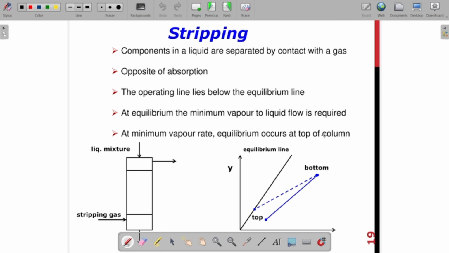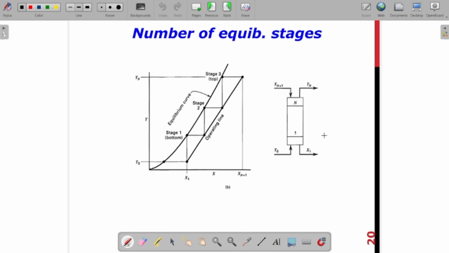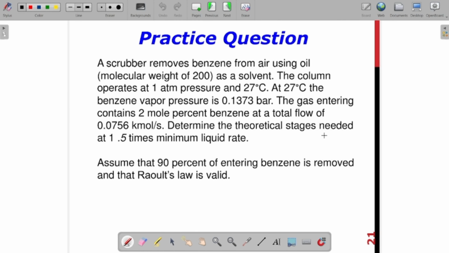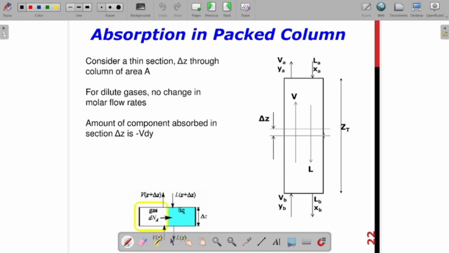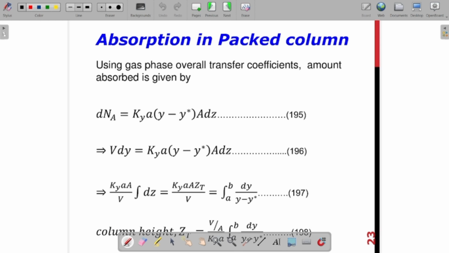Yeah, so this is stripping, as I said. If you check this question, you can see, okay, let's go to where you have a packed column. So when you have a packed column, you should be able to get the HOI, and the NOI, the number of transfer units and the height of transfer units.